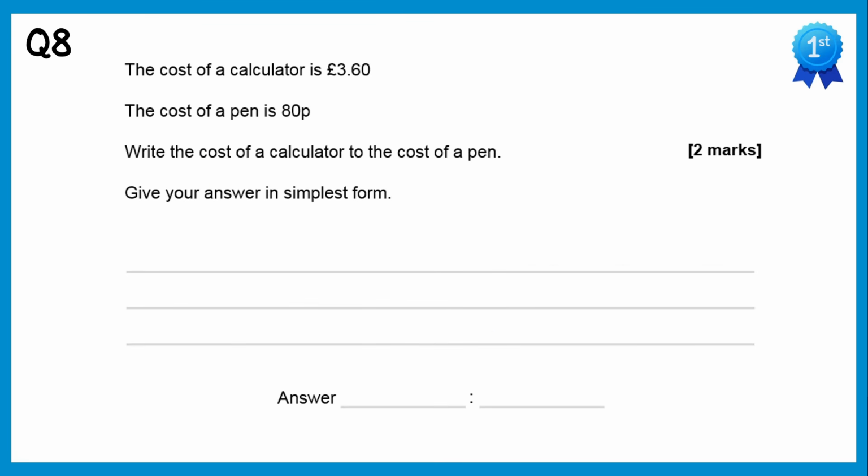For this question, we need to simplify a ratio. But the numbers in the question have different units, one is in pounds and one is in pence. So we convert the £3.60 into 360 pence. So it's 360 to 80. We can simplify this ratio by dividing by 40 on both sides. Dividing 40 on the left gives 9, dividing 40 on the right gives 2. And that's your answer.